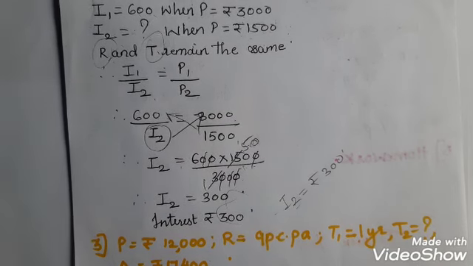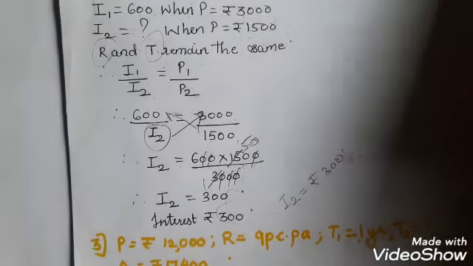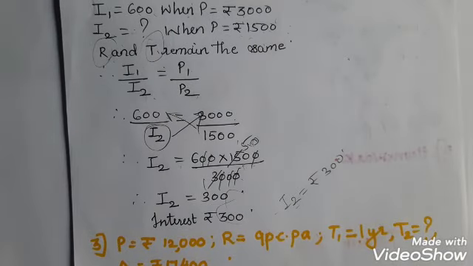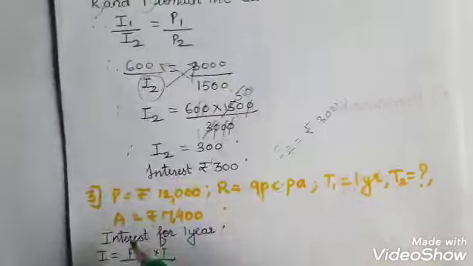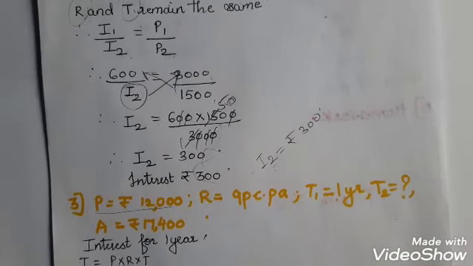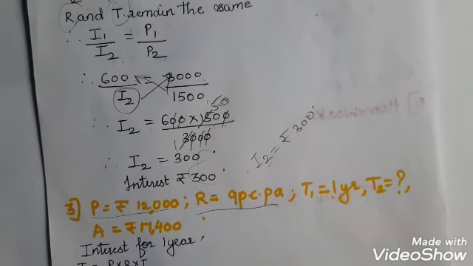Okay. Next, third question. Javed deposited 12,000 rupees. Okay, Javed deposited 12,000 rupees. So that is the principal. Principal is 12,000 rupees at 9 PCPA in a bank. R is 9 PCPA.